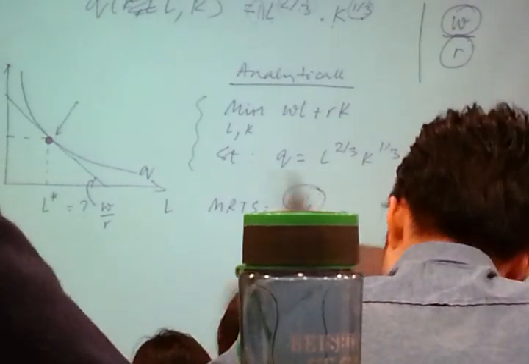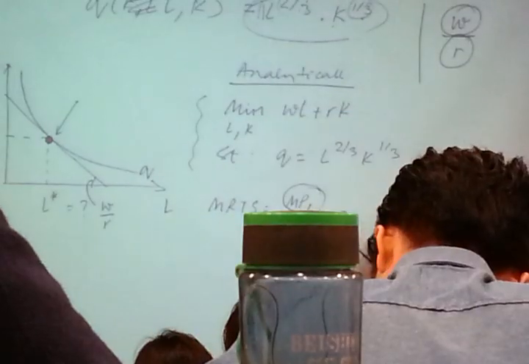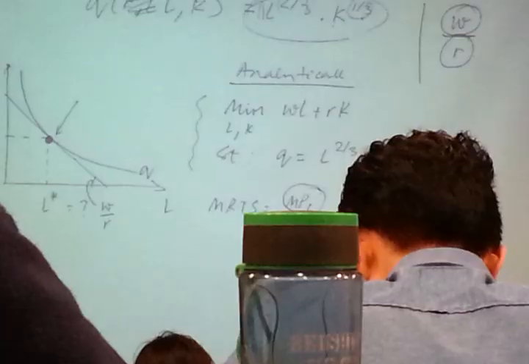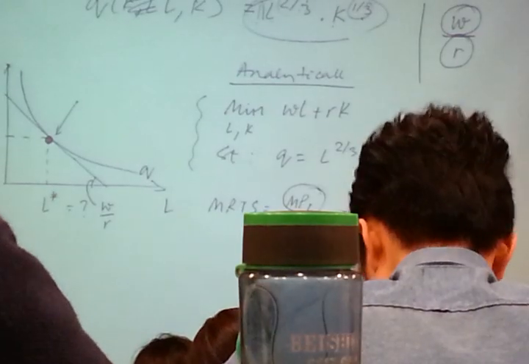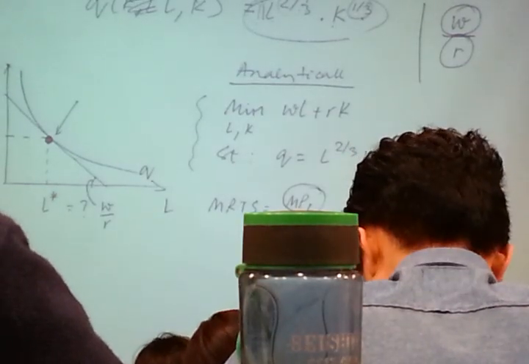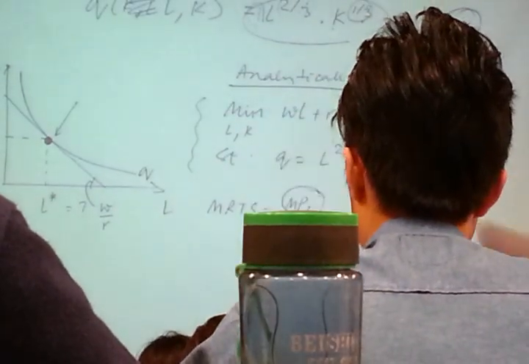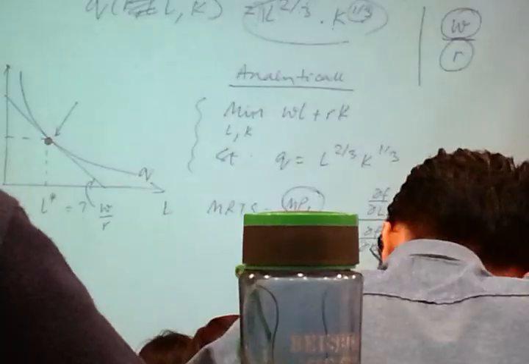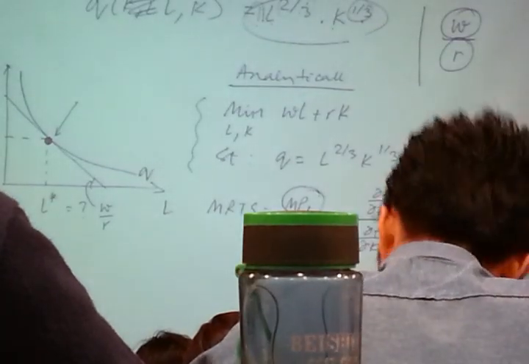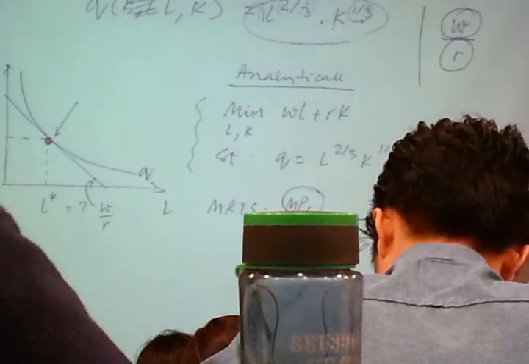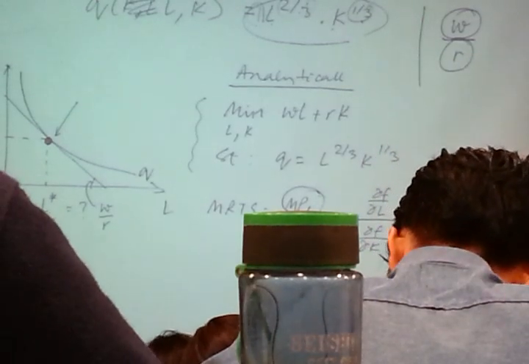How do I get marginal product? I differentiate the production function with respect to labor, dF over dL. How do I get marginal product of capital? dF over dK. What is the marginal product of labor? Differentiate this with respect to labor. You will get K^(1/3) times 2/3 L to the power of 2/3 minus 1. Here is where I can make a lot of mistakes, so please be on your toes and tell me. Shout it out: 2/3 minus 1.